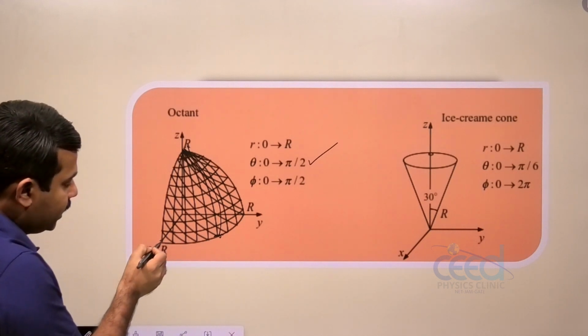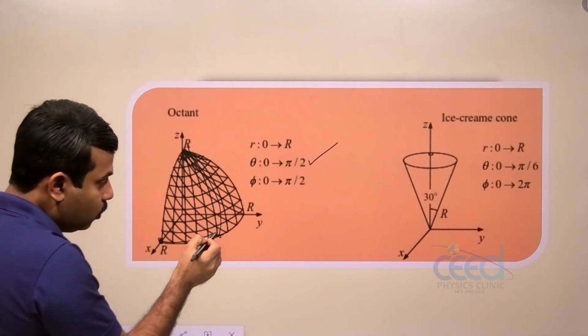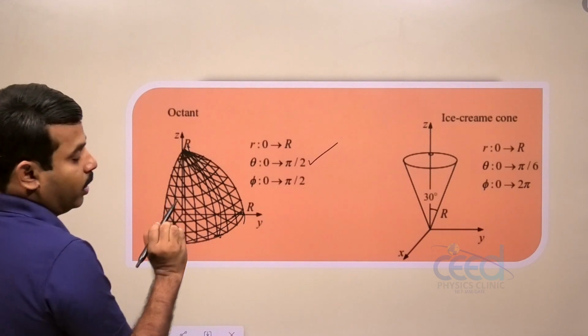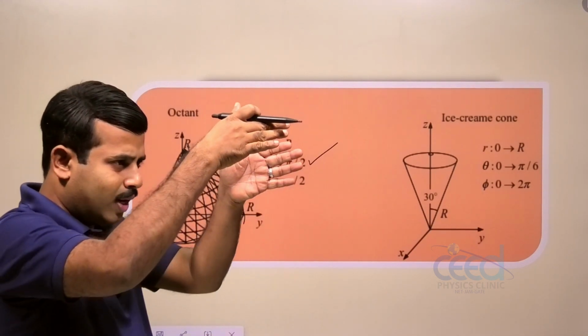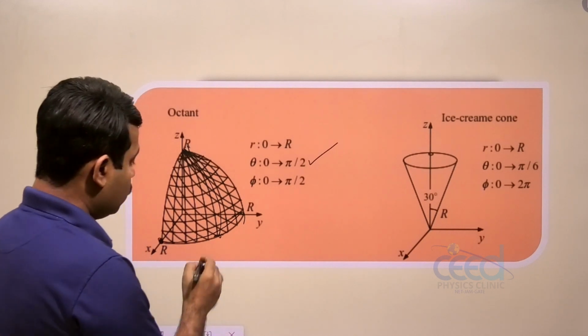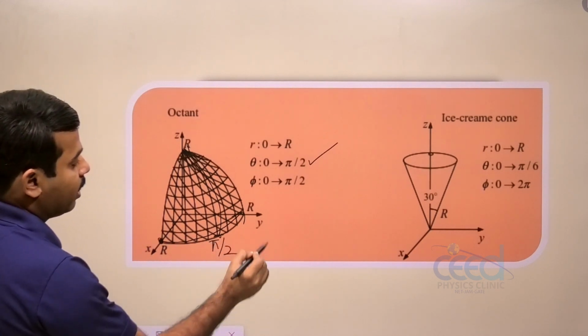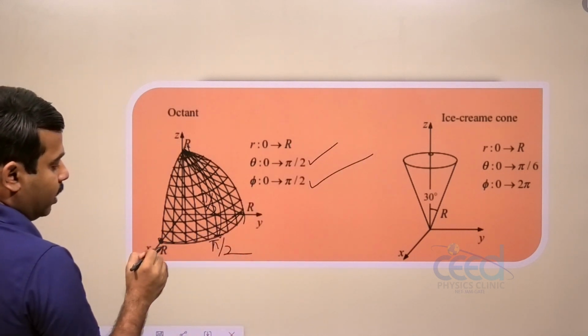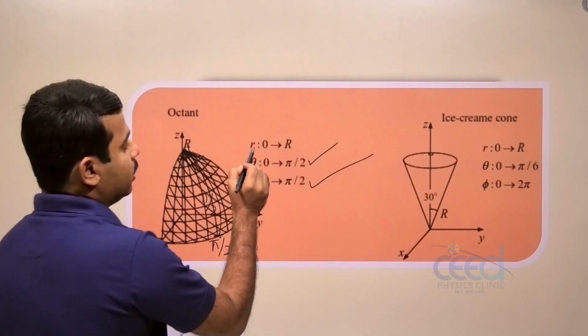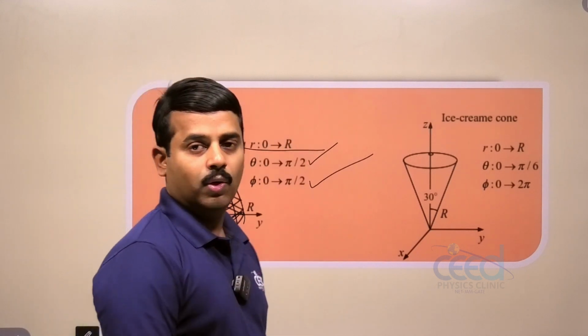What about phi? Phi is varying from this point up to this value only. Above that we need not move, because we considered one quadrant only. So this angle is also pi by 2. And the radius is given as r, so r is varying from 0 to r.